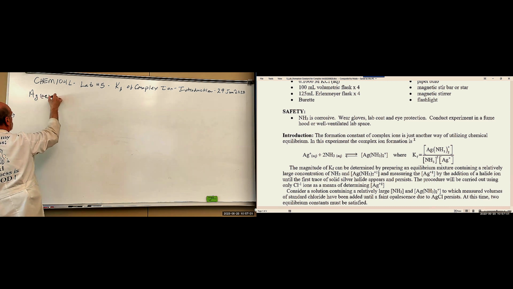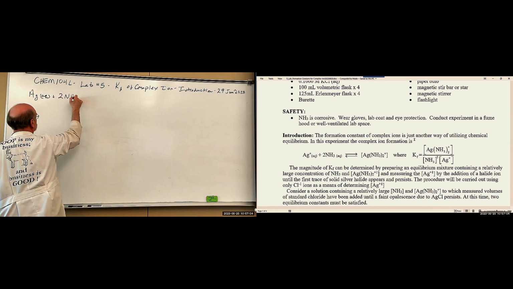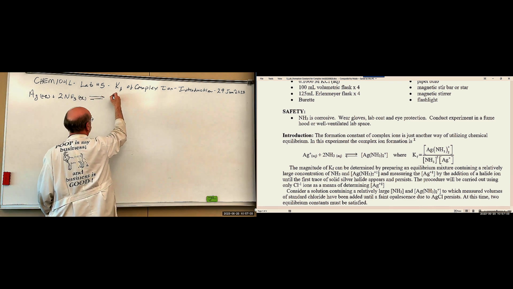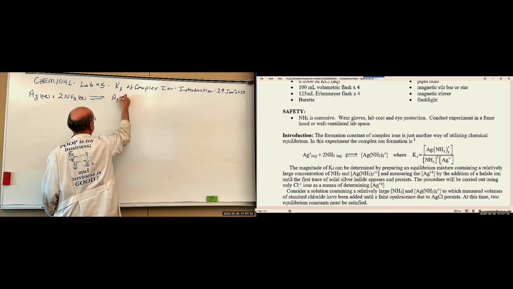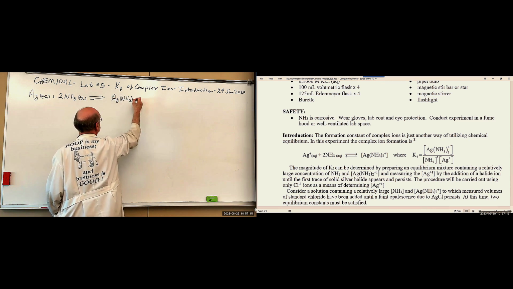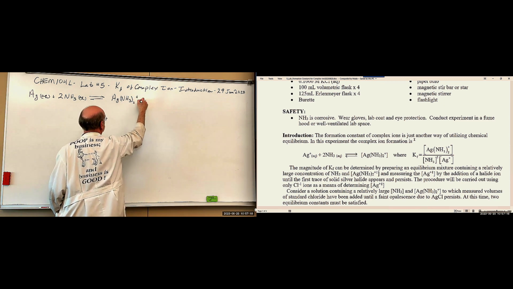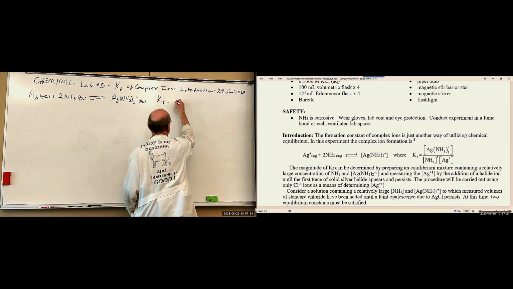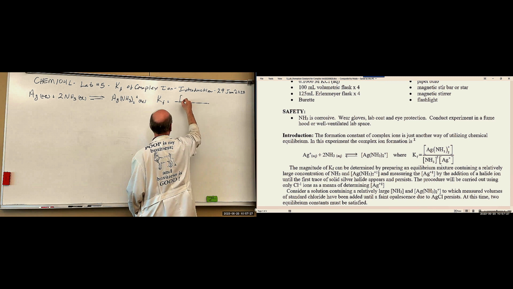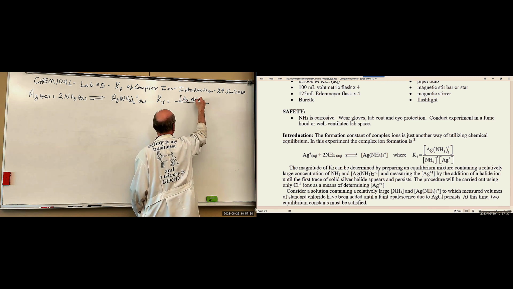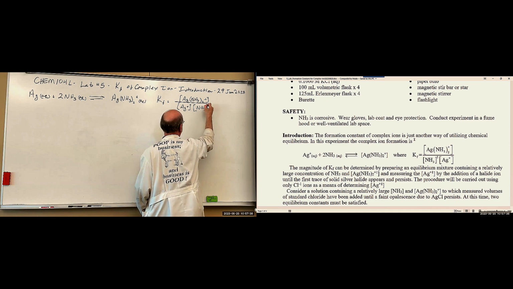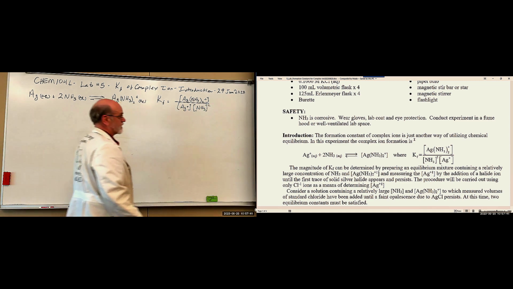Silver plus 2 ammonias yields this complex ion, silver ammonia 2 plus. We're looking for the formation constant, which would be the complex ion over silver times ammonia squared. There we go. We're looking for that value.